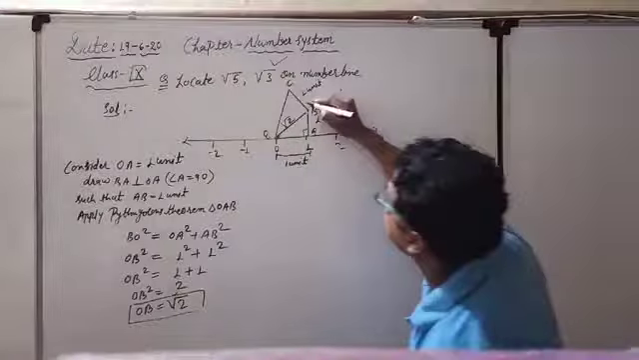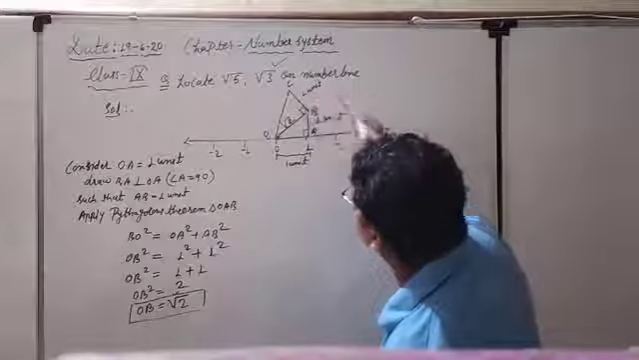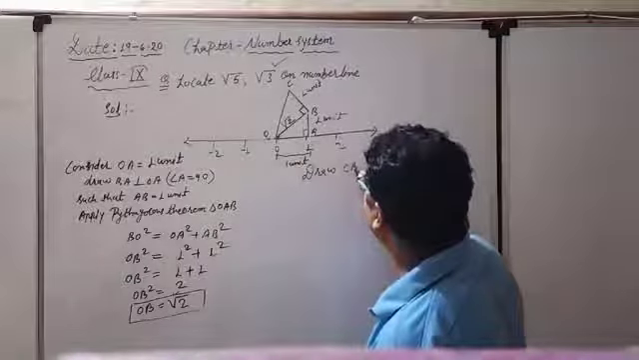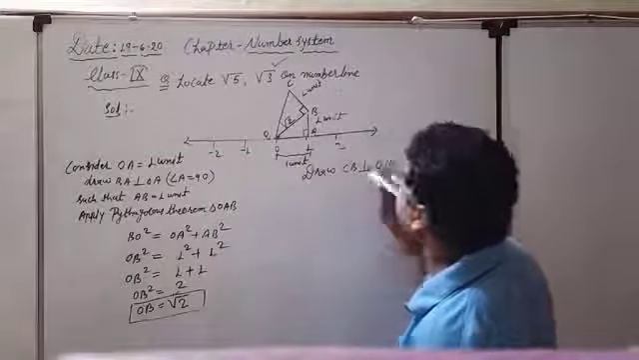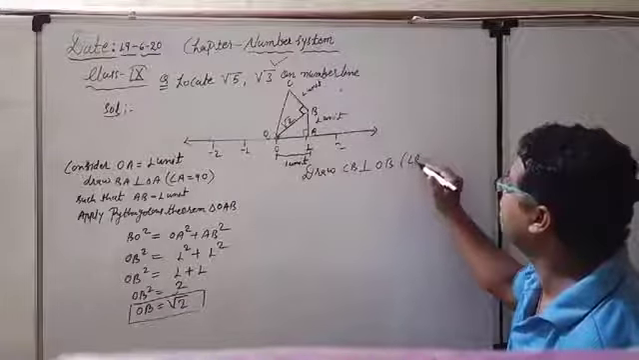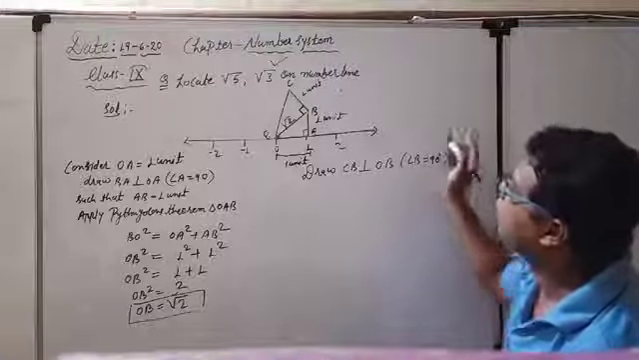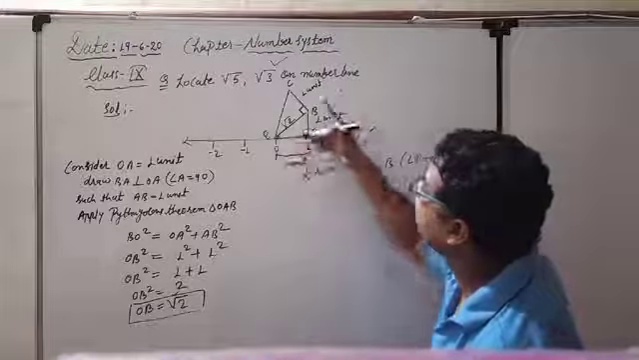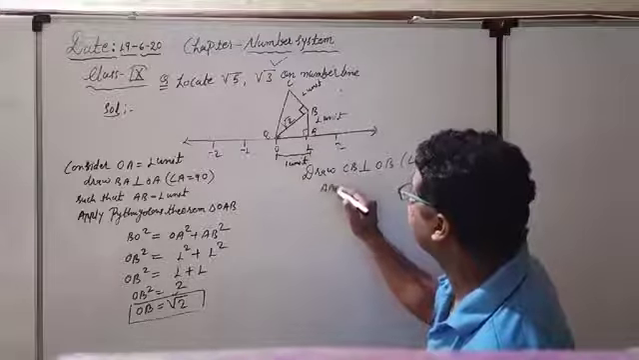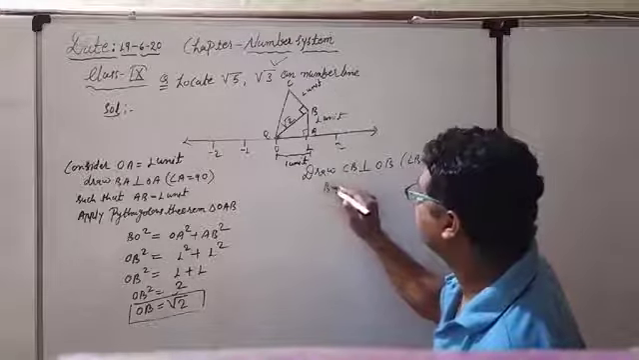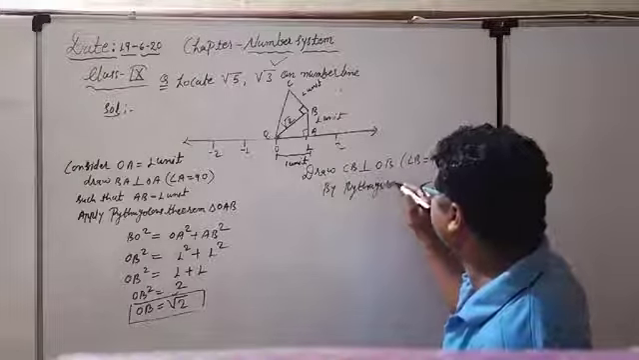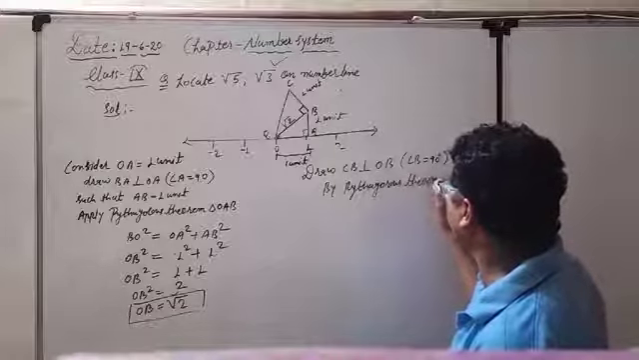Again see, this is again perpendicular. Again see what I have to write down. Draw CB perpendicular to OB such that angle B is equal to 90 degrees. Again you can see this OBC is a right angle triangle, and we are going to apply Pythagoras theorem again.